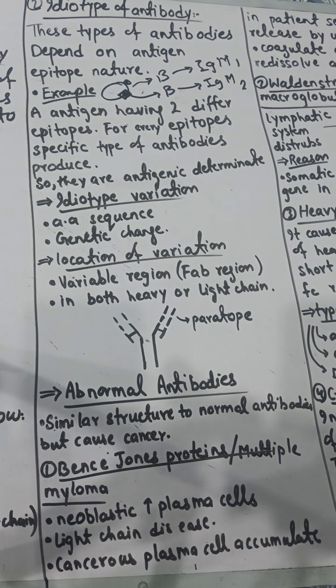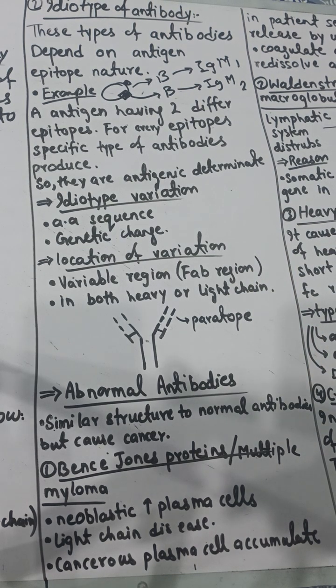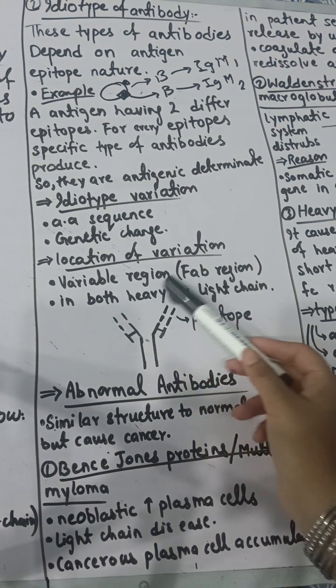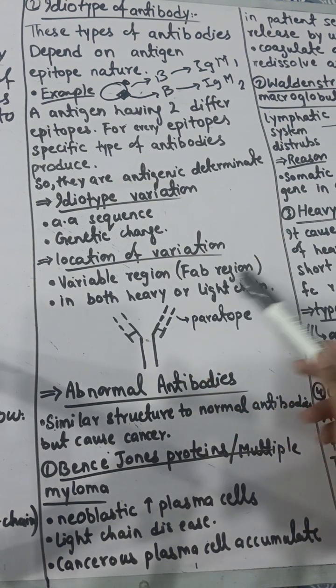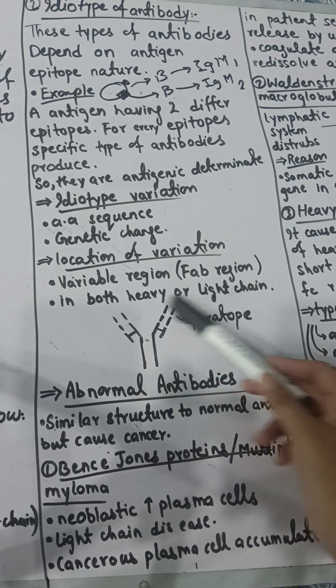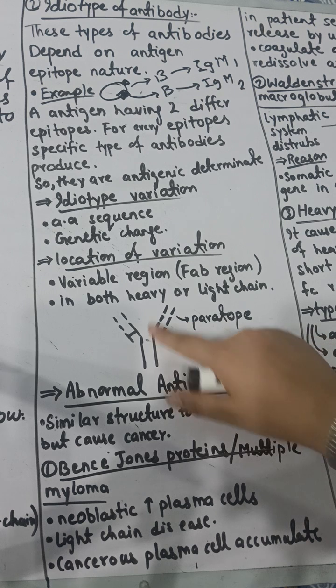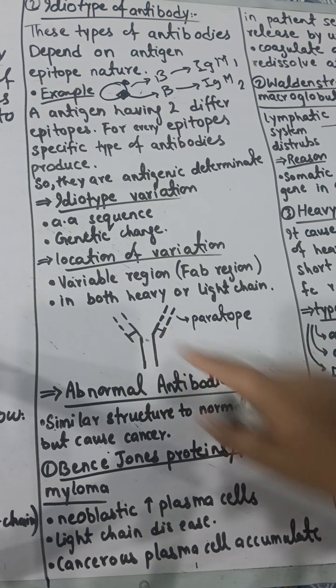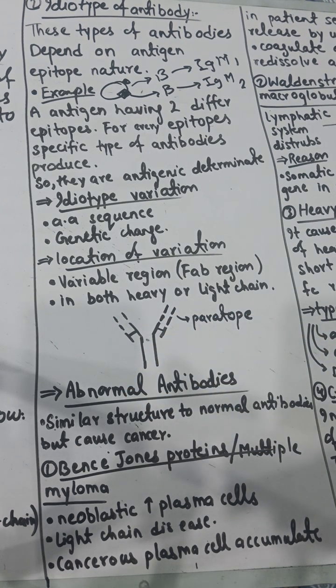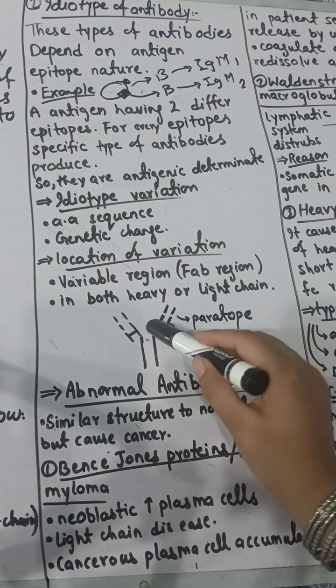So what is the location of these variations, where are these kinds of variation occurring? Very simple: it is occurring on the variable region, meaning the Fab region, in both kinds of chain, heavy or light chain. So now I have drawn the spaces in that part, in the variable region. It is not the constant region, and I have drawn the spaces in both chains.